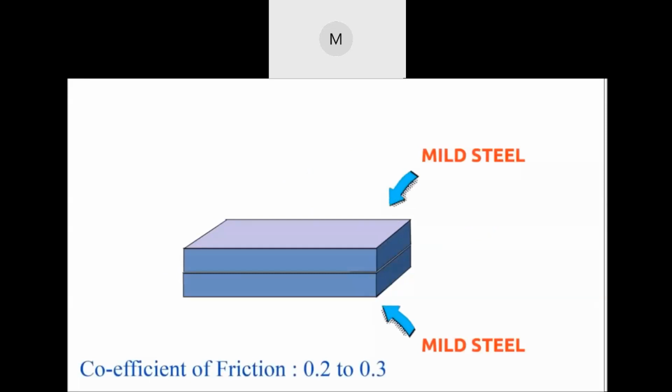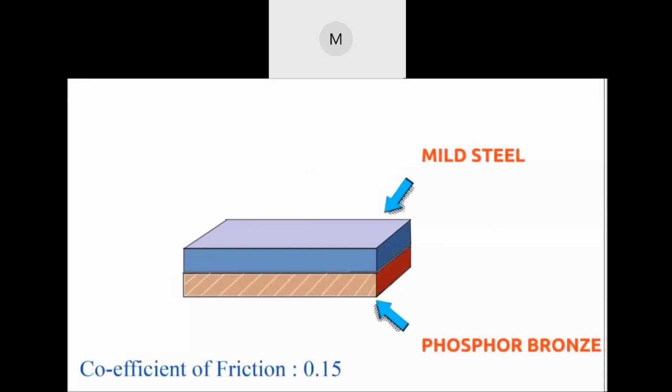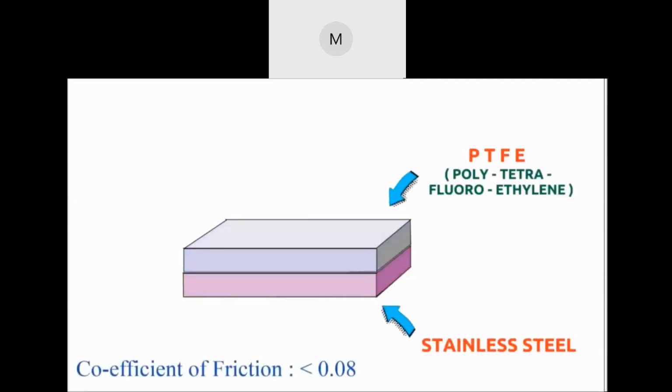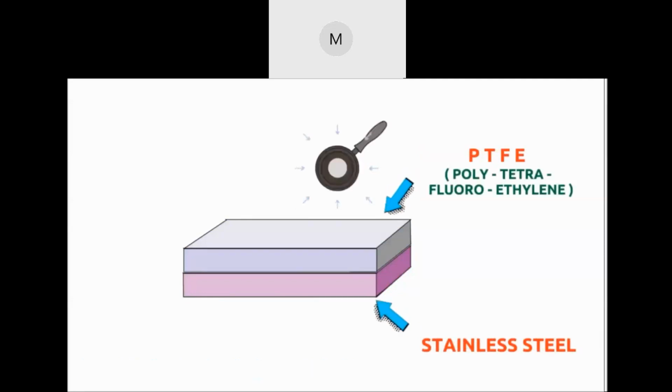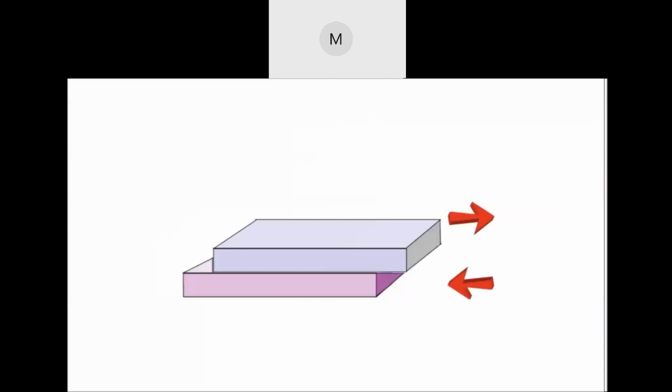When a mild steel plate over a mild steel plate is used in a sliding bearing, the coefficient of friction will be between 0.2 to 0.3. The coefficient of friction will be 0.15 when mild steel over a phosphor bronze plate is used, and the coefficient of friction will be less than 0.08 when PTFE is used over a stainless steel plate. PTFE means polytetrafluoroethylene, widely known as Teflon, which is also used as a non-stick coating for frying pans and other cookware. It has one of the lowest coefficients of friction of any solid.